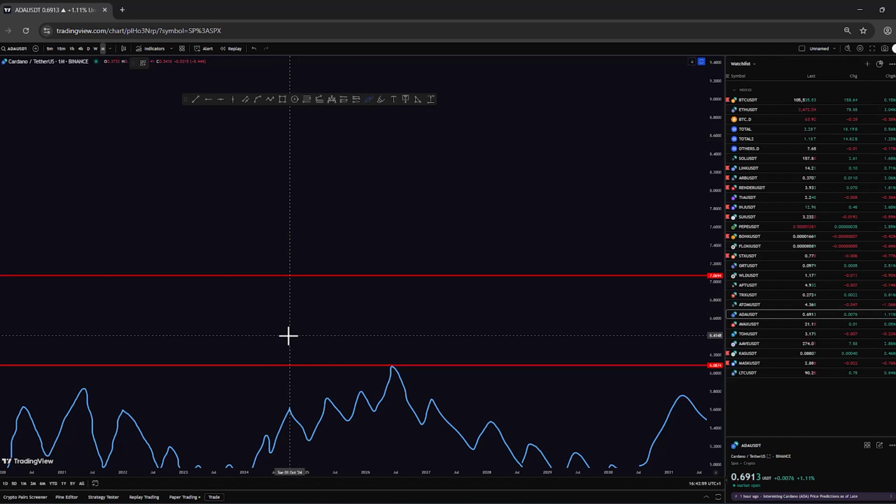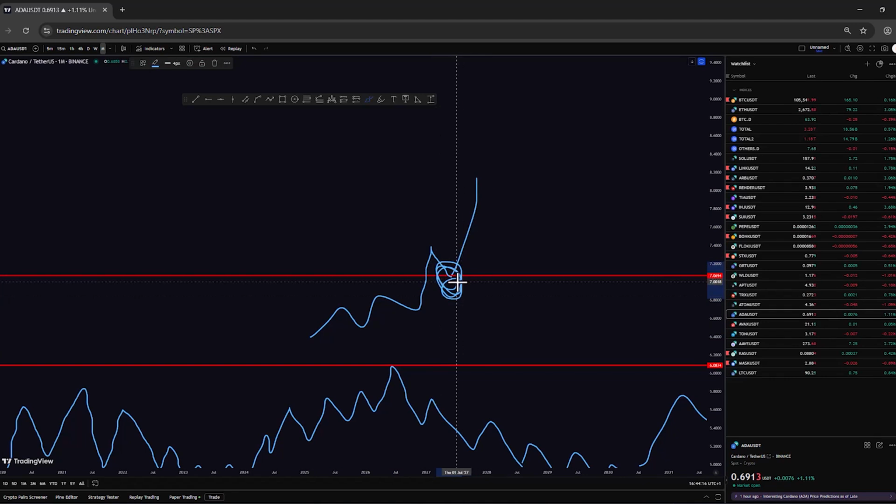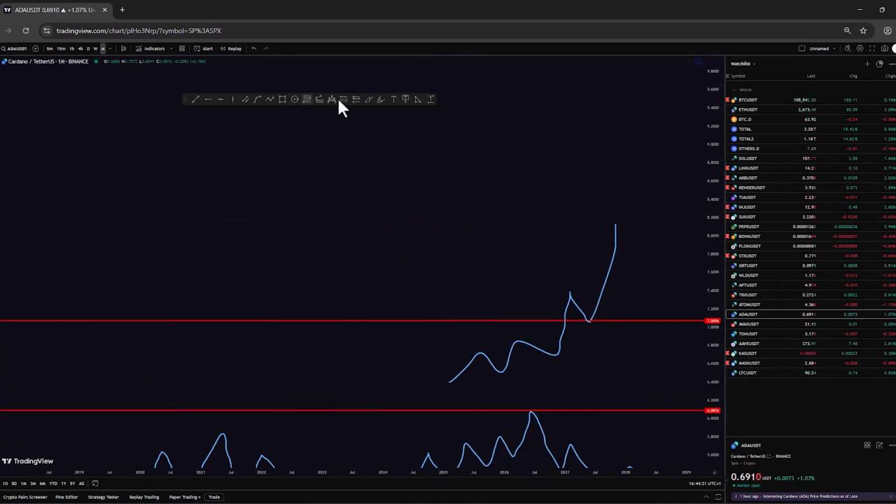And sometimes we say that when a resistance is broken and then the price returns to the same resistance that now has become support and then goes up, that return and touch of the previous resistance is called a pullback. Now in support, it's exactly the same. If the price comes and breaks a support and then gives a pullback to it, then we can open a position on the pullback.